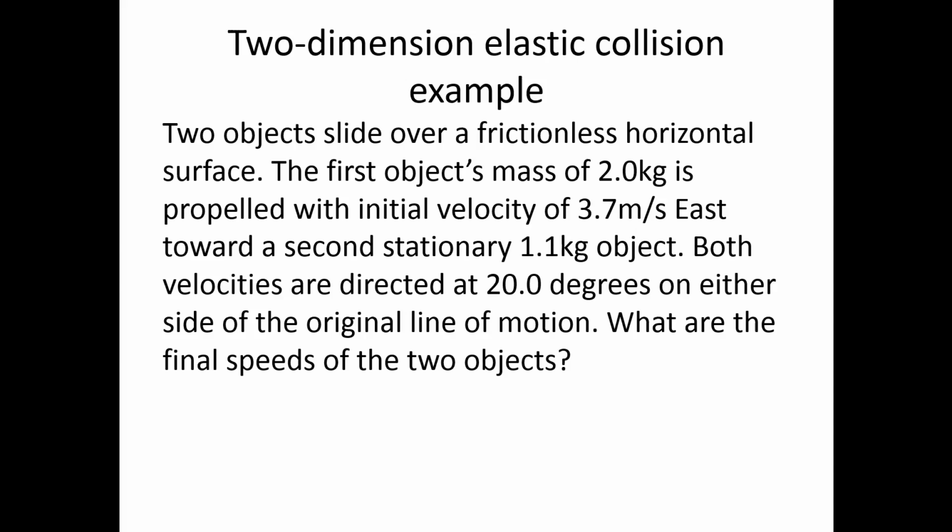Two objects slide over a frictionless horizontal surface. The first object's mass of 2.0 kilograms is propelled with initial velocity of 3.7 meters per second east toward a second stationary 1.1 kilogram object. Both velocities are directed at 20 degrees on either side of the original line of motion. What are the final speeds of the two objects? Let's get started.